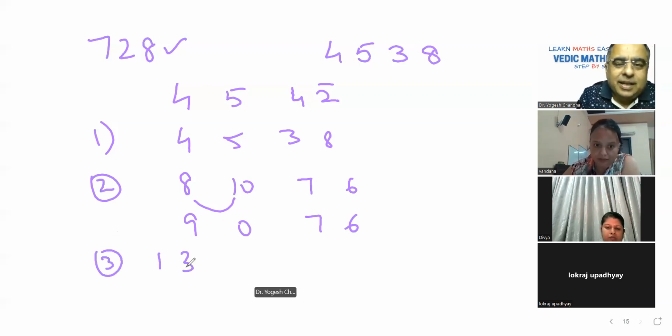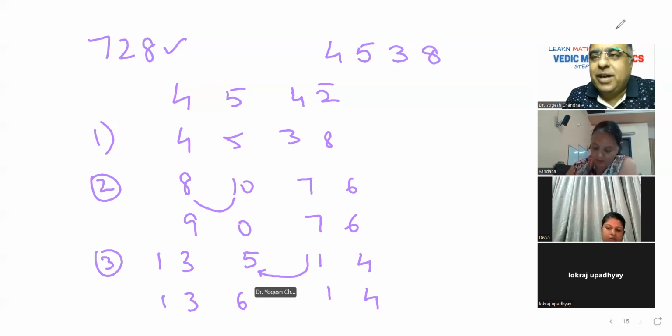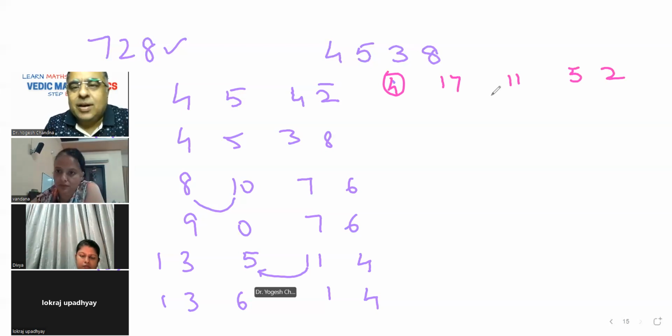13 30, 1 3. 5 4 11 then 4 4 4. 11 का मतलब 6 यहाँ हो गया. 6. 1, 3. 13 6 1 4. So अभी तक 3 levels लिखे and we have written 4 statements. Correct. Fourth level 17 11 5 2. So again 18, 1, 5, 1 5 2.